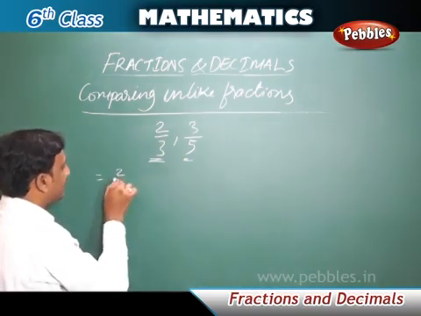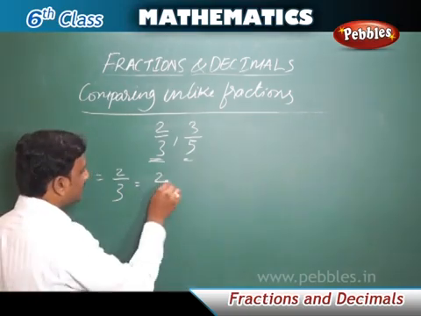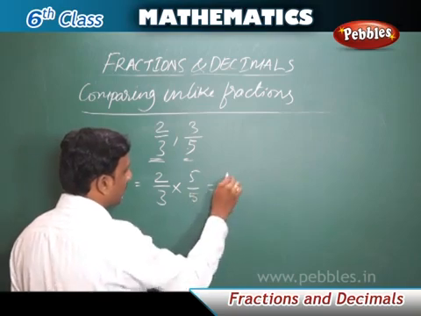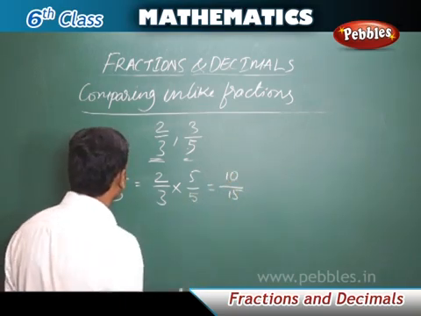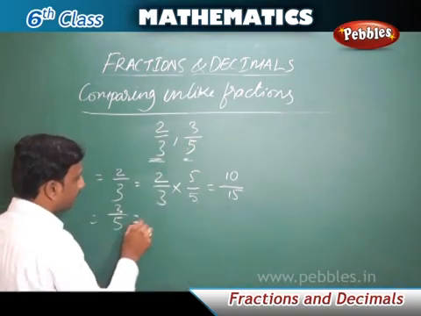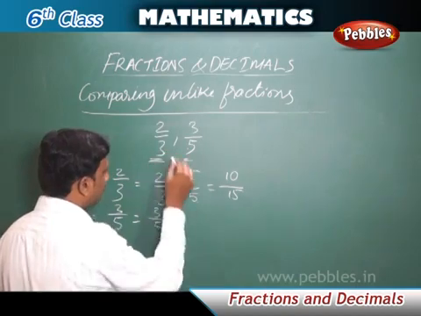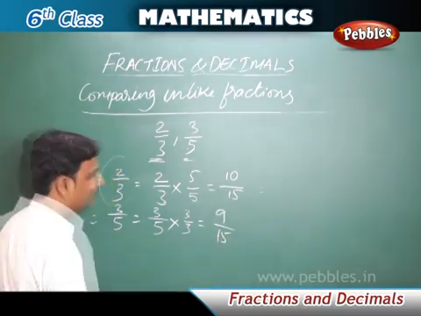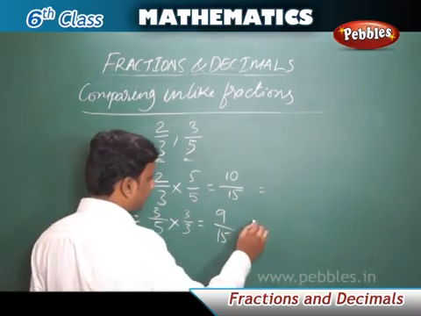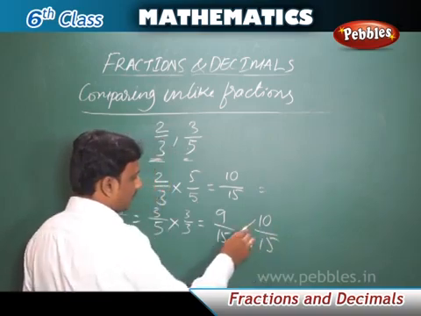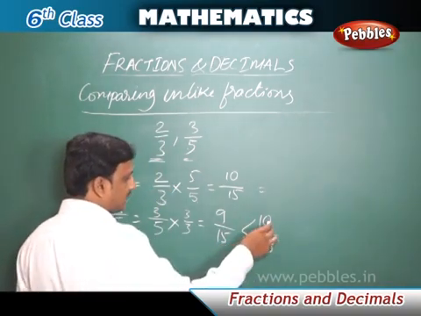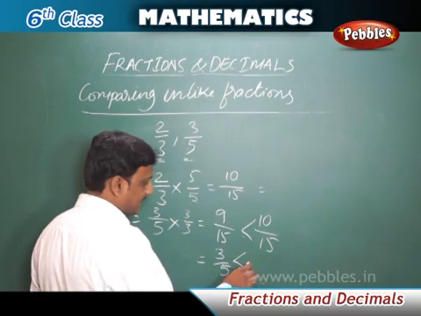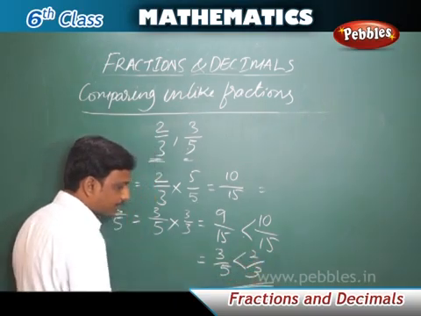So see, 2 by 3. 2 by 3 into 5 by 5 equals, 2 5s are 10, 3 5s are 15. The second one, 3 by 5, into 3 by 3: 3 3s are 9, 5 3s are 15. So 2 by 3 became 10 by 15. 9 by 15 is less than 10 by 15. That means 3 by 5 is less than 2 by 3.